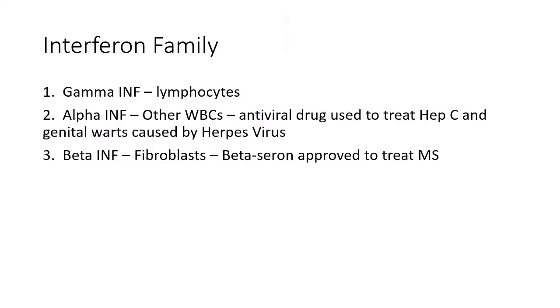So there is an interferon family. Gamma interferon is produced by lymphocytes. Alpha interferon is produced by other white blood cells, and they found practical uses for these interferons. Alpha interferon is used as an antiviral drug to treat hepatitis C and genital warts that are caused by herpes virus. Beta interferon is produced by fibroblasts in connective tissue, and they have found that beta interferon is used to treat the exacerbations that result in some types of MS.